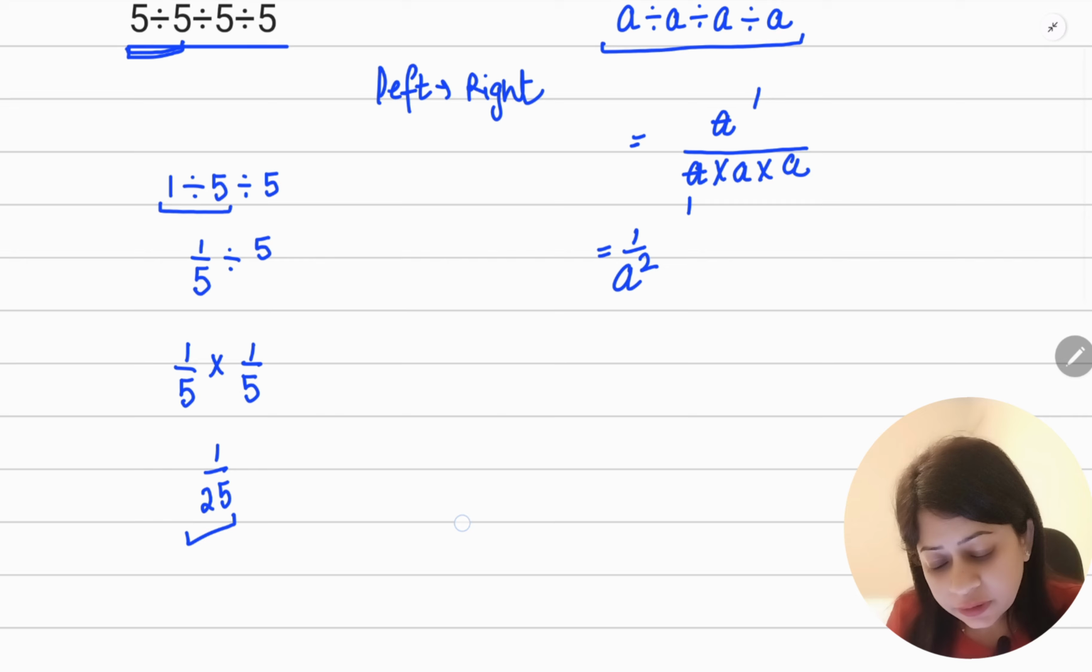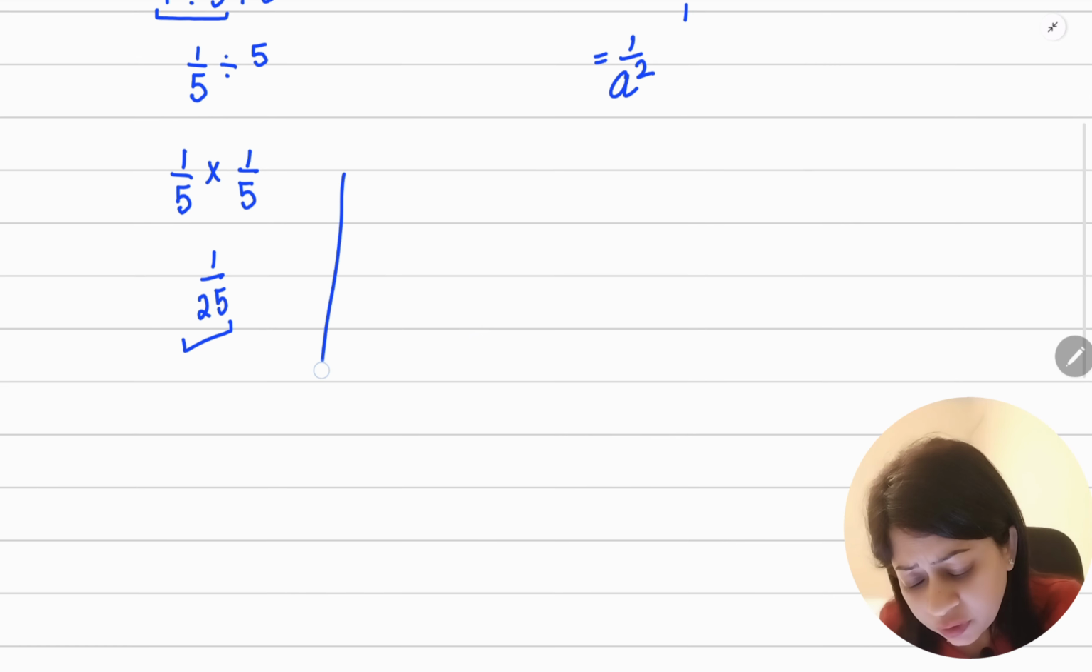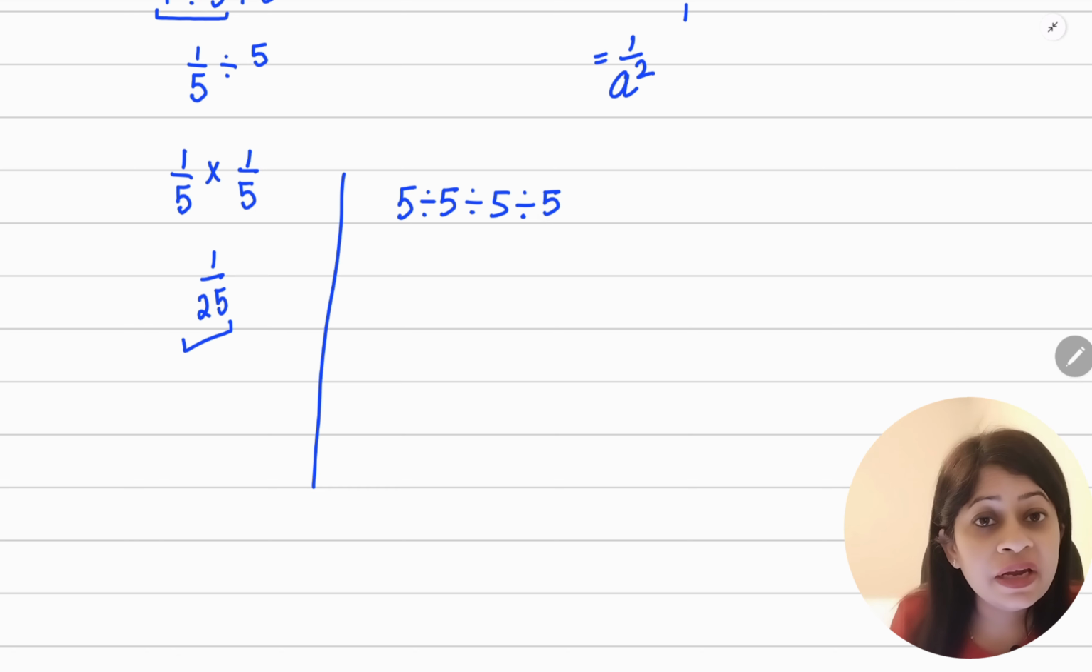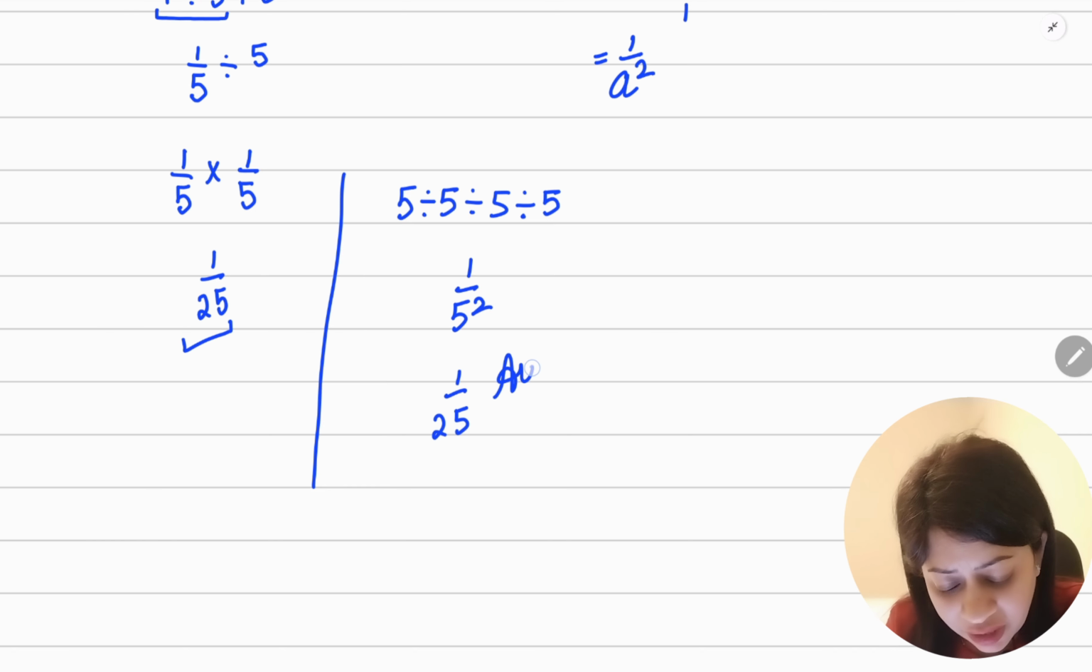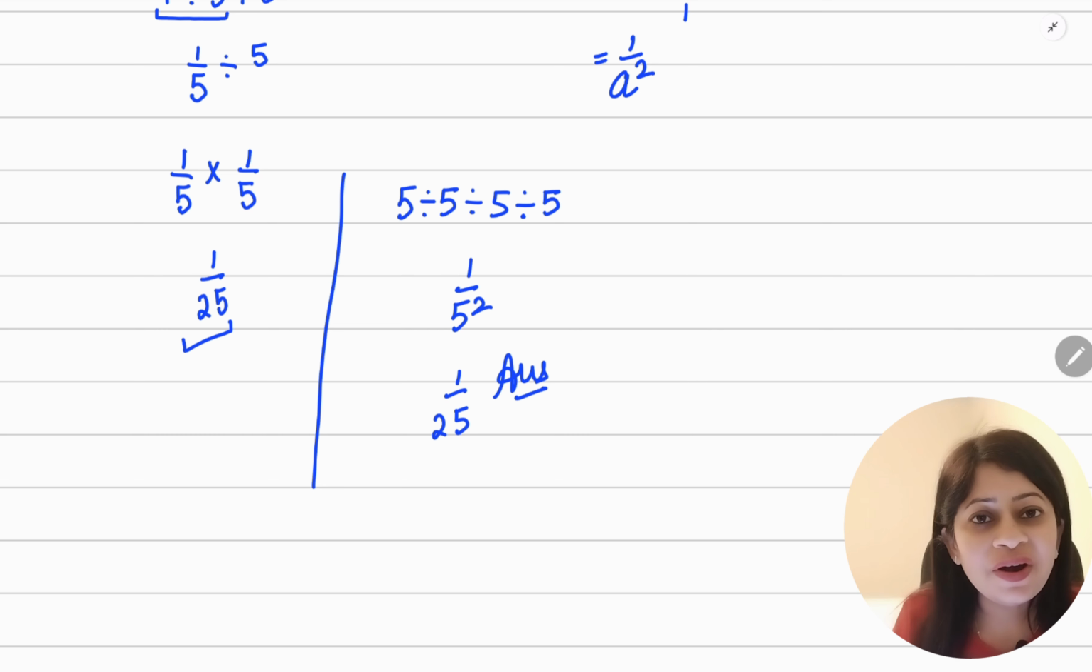So likewise, when I have 5 divided by 5 divided by 5 divided by 5, I don't need to solve anything. What do I have here? 1 by 5 square, that is 1 by 25, and this is our answer. So I hope you understood this.